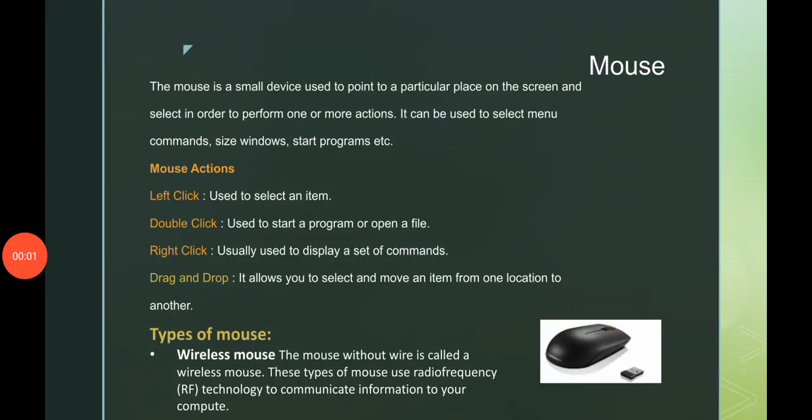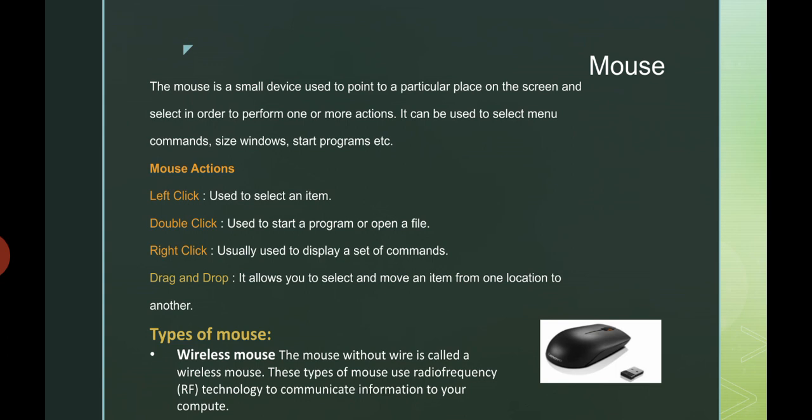Here is our second input device which we are going to discuss in this video, the mouse. The mouse is a small device used to point to a particular place and perform one or more actions at a time. So basically, if we want to give any input command to our computer, like starting a program, selecting a menu command, or sizing a window, we can use the mouse.